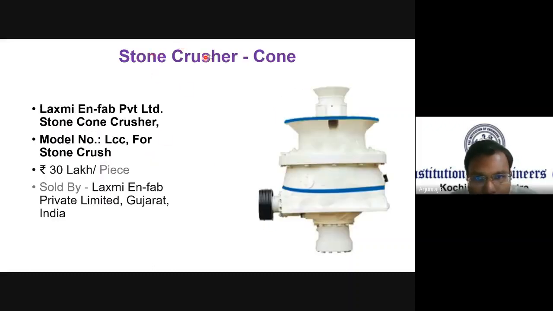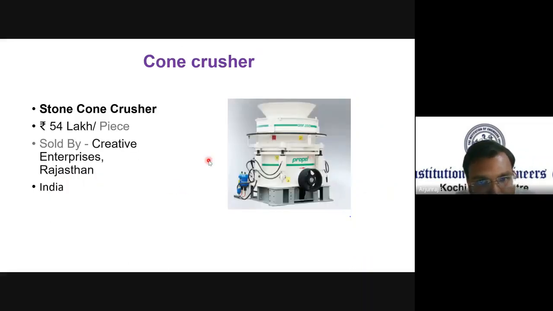And you have the stone crusher cone. Again, this has been manufactured by a company called Lakshmi Enfab Private Limited. They have the internal model name LCC for stone press, and the cost is going to be 30 lakhs per piece. And this is a stone cone crusher, and it comes at 54 lakhs from a company called Creative Enterprises, Rajasthan.